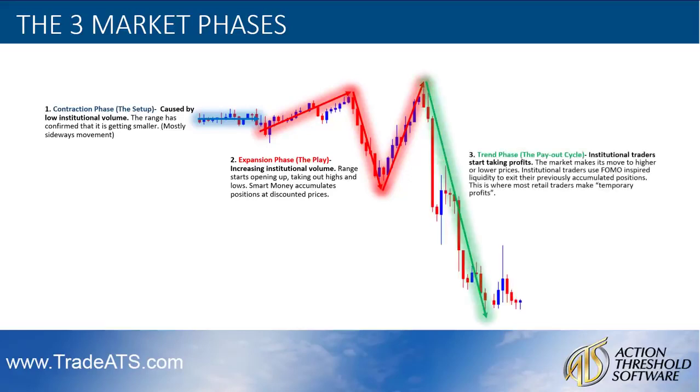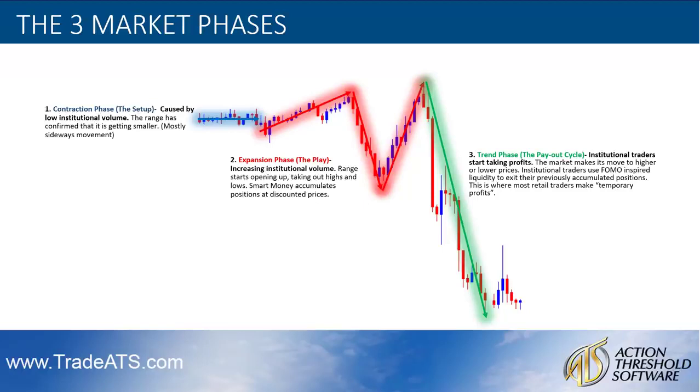This is the payout cycle. Institutional traders start taking profits off the table. The market makes its move to higher or lower prices. For our illustration here, it's lower prices. The institutional traders use FOMO, fear of missing out, inspired liquidity to exit their previously accumulated positions.